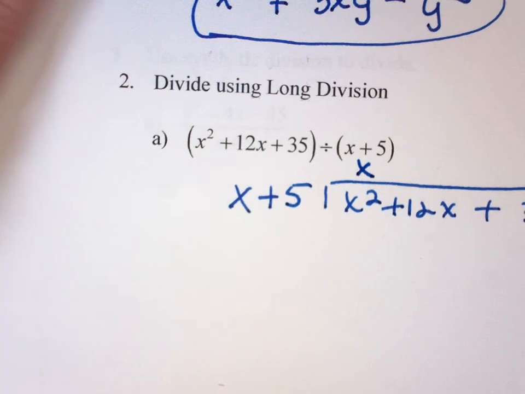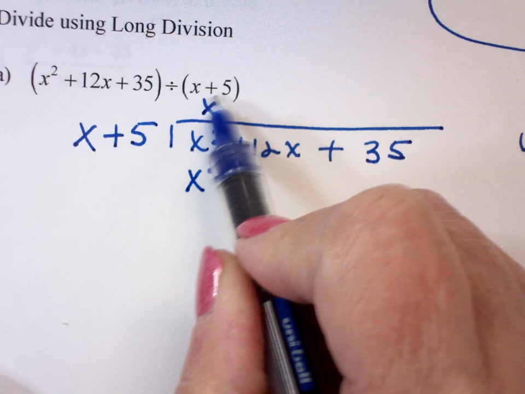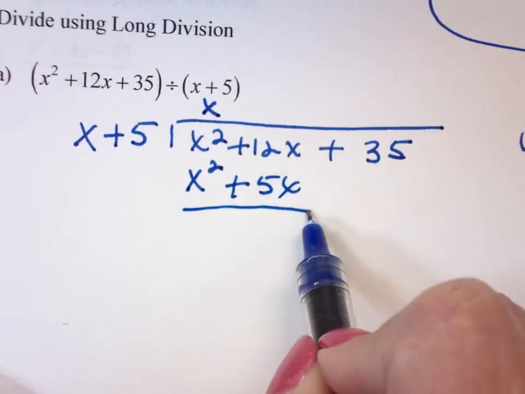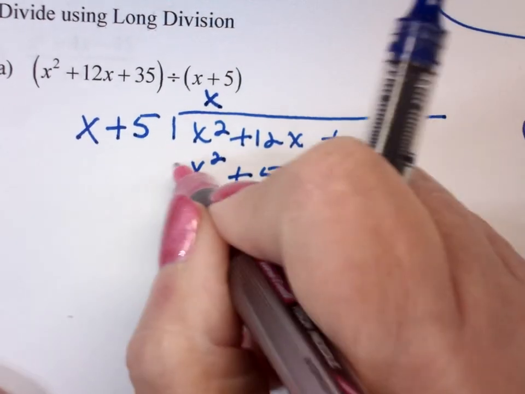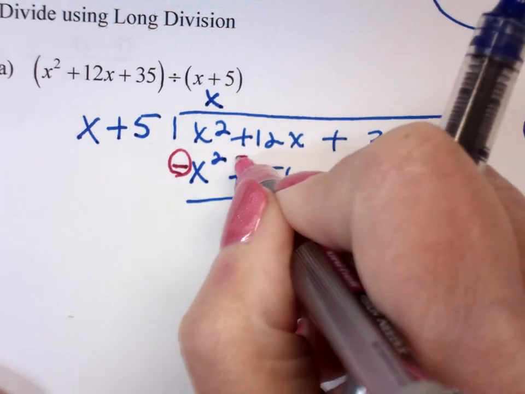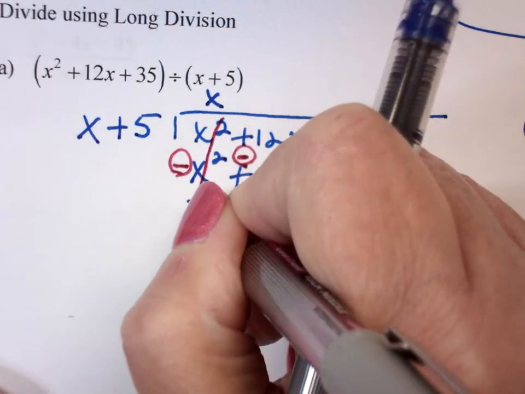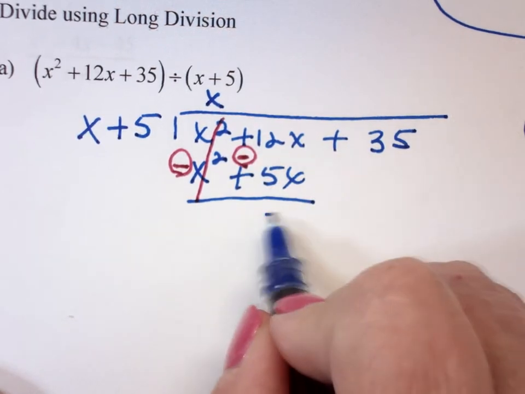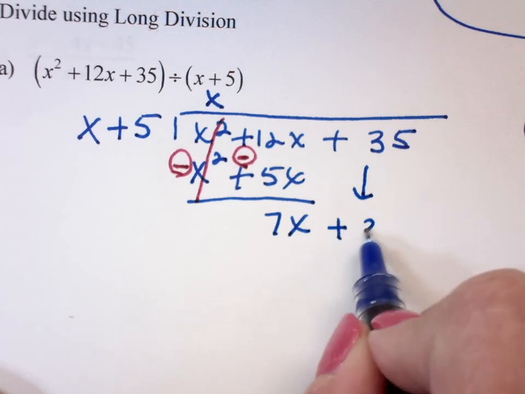So you got there just fine. X times x is x squared. X times plus 5x is plus 5x. Then what do you do? Subtract. The subtraction changes all of the signs. That's so that the x squareds drop out. You have a plus 12 and a minus 5. That gives you a plus 7x. Then you bring down the next term.